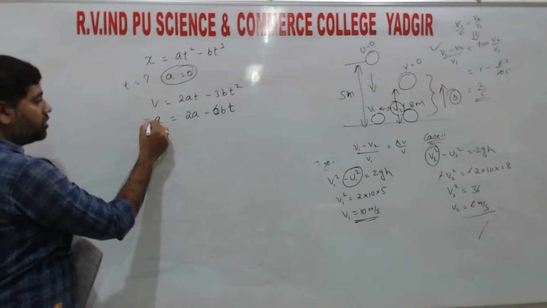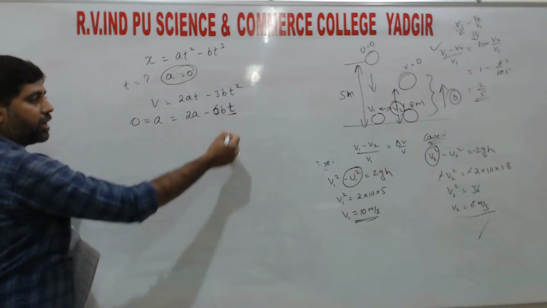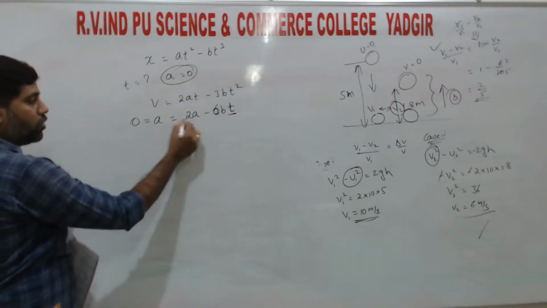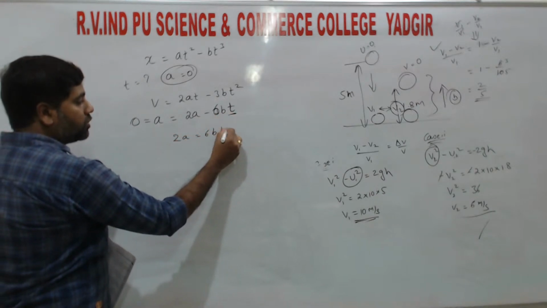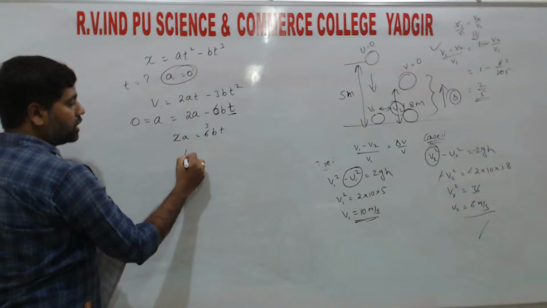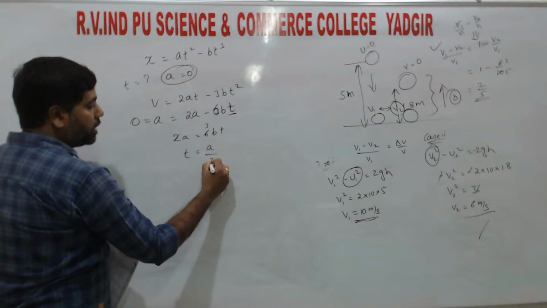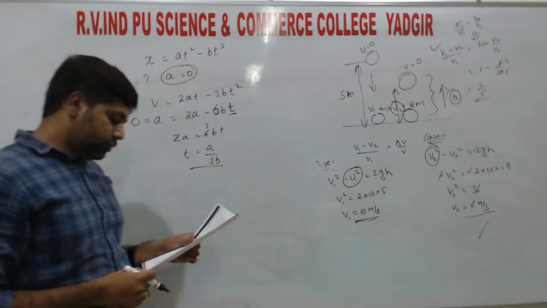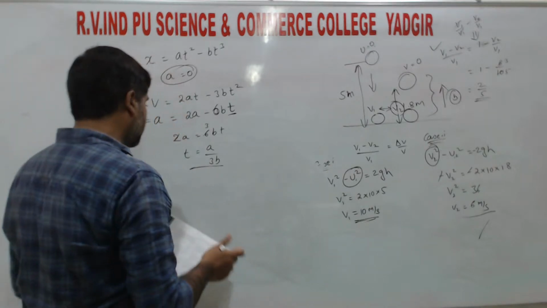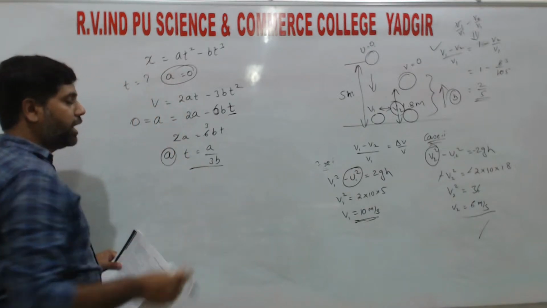So now from this relation the given condition is a is equal to 0. So substituting a is equal to 0, from this we can get t, right? So 0 is equal to 2a minus 6bt. So 2a is equal to 6b into t. So 2 1s are 2, 2 3s are 6. So t is equal to a by 3b. So the answer is option A.